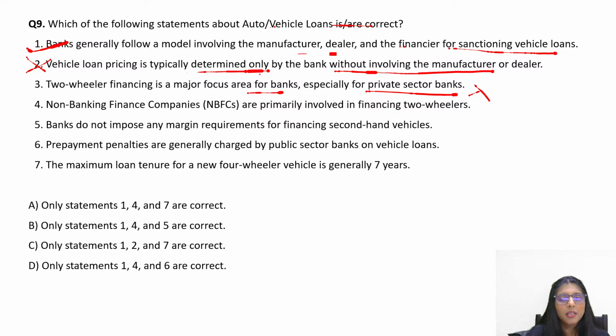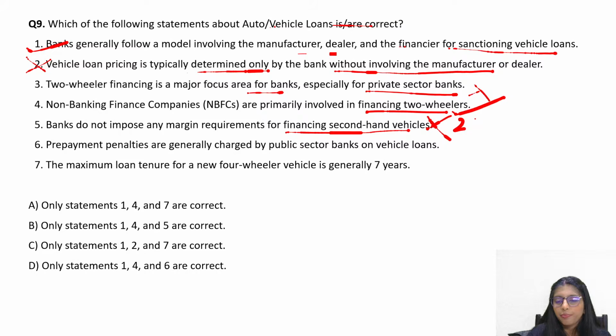Non-banking financial companies are primarily involved in financing two-wheelers. Yes, correct. Banks do not impose any margin requirement for financing second-hand vehicles. It's incorrect. Banks generally stipulate a margin of 25 to 30% for second-hand vehicles.